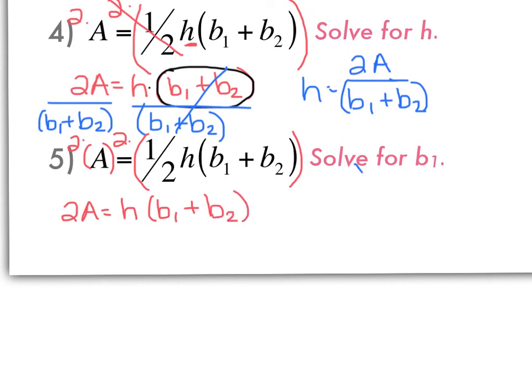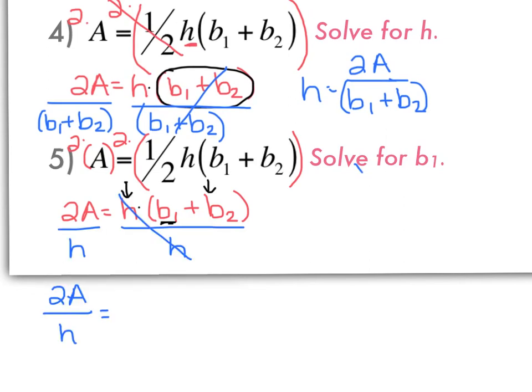So this time we're specifically trying to dig out this b1, which means I'm not going to divide by the parentheses like I did before. I need to get rid of the h, and I'm left with just b1 plus b2. And since I just had the parentheses left over here, I don't need those parentheses separating it from everything else because I've gotten rid of everything else. So 2a over h equals b1 plus b2.